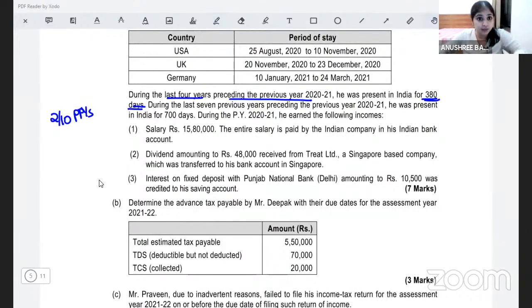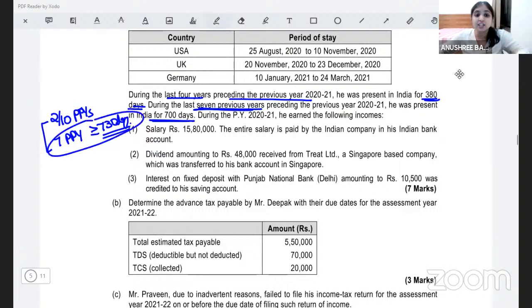And additional condition number 2, in the last 7 preceding previous years, assessee should have stayed in India for at least 730 days. But here, if you see, the question says in 7 preceding previous years, assessee stayed in India for just 700 days. He has not stayed in India in 7 preceding previous years for 730 days. Only if both the additional conditions are fulfilled, we say assessee is ROR. Because one of the additional conditions is not fulfilled, we will say assessee is RNOR.